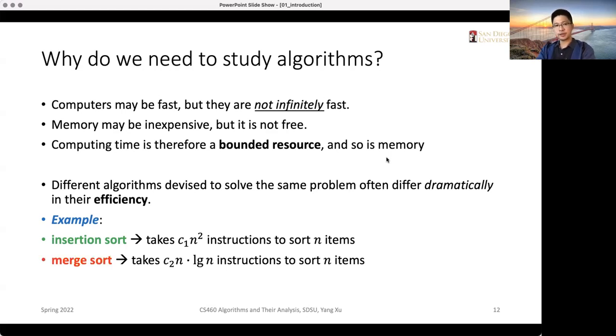And assume we have another sorting algorithm called merge sort. It uses a different formula to compute the number of instructions needed. Okay, say it's C2 times n times logarithm of n. So this logarithm of n, we know that the logarithm has bases, right? We can have base 2 or base 10, right? So here, it actually doesn't really matter that much. We can assume that it's the base 2 logarithm function used here.